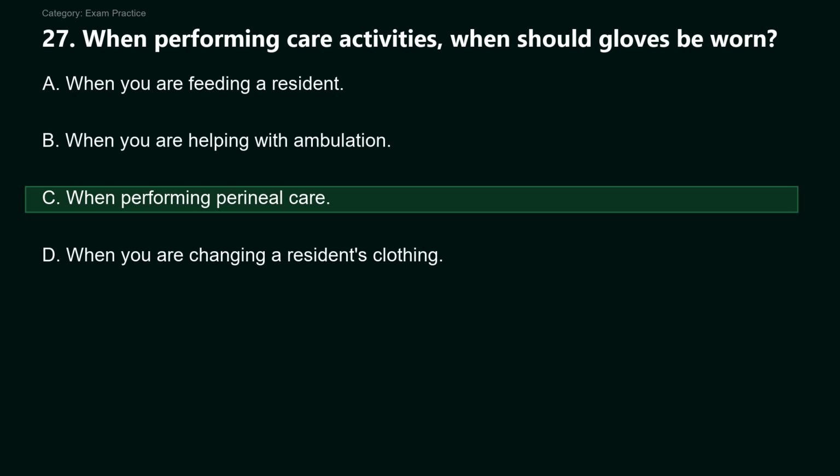The correct answer is option C, when performing perineal care. Gloves are required whenever there is a potential for contact with body fluids.